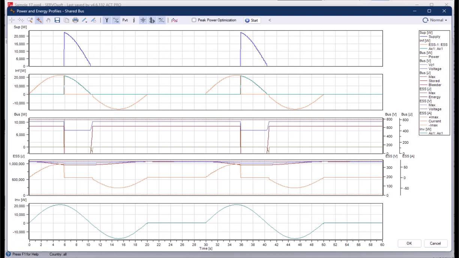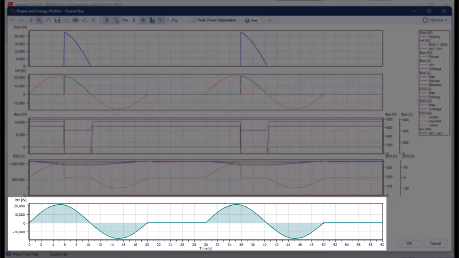First, I will review the power flow throughout the system with a focus on the ESM profiles. I will discuss each profile in the power versus time chart, starting from the bottom inverter profile up to the supply power. The inverter power profile shows the output power to the motor, where positive and negative values are motoring and regen power to and from the motor.